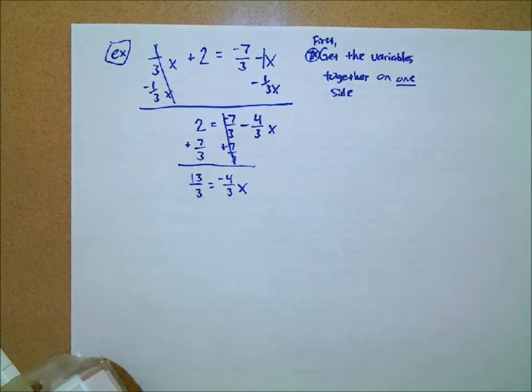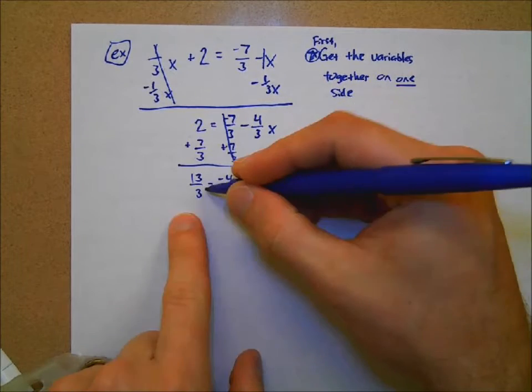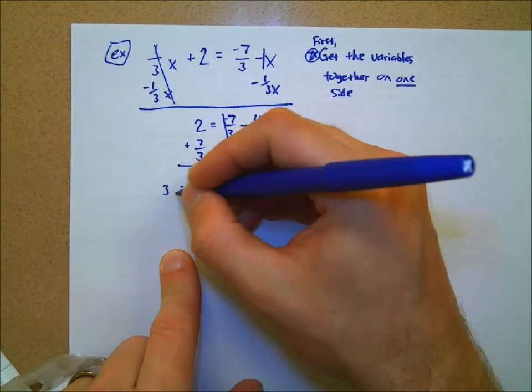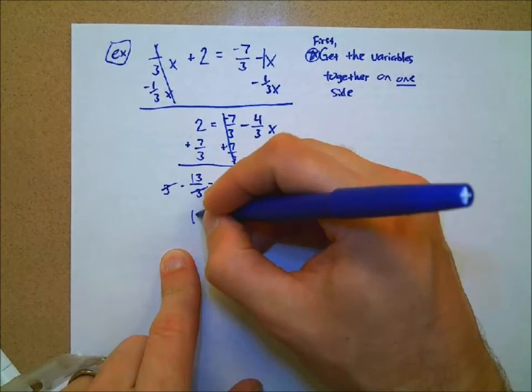Okay. Dylan, how about now? What can we do now? Times 3 on both sides? Okay, so you want to get rid of that denominator first? You got it. We can do that. So those 3's will cancel. Those 3's are actually going to cancel too. We're left with 13 equals negative 4x.